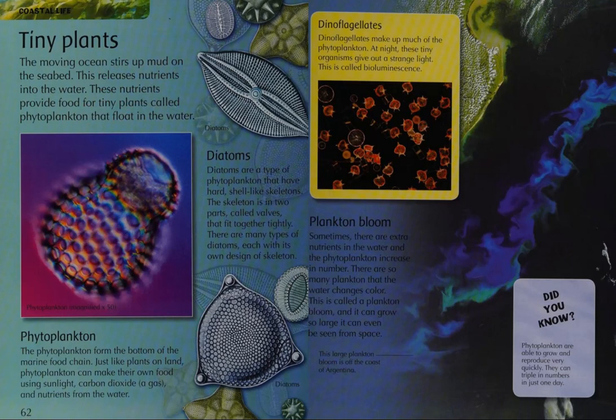Plankton bloom. Sometimes, there are extra nutrients in the water and the phytoplankton increase in number. There are so many plankton that the water changes color. This is called a plankton bloom, and it can grow so large it can even be seen from space. This large plankton bloom is off the coast of Argentina.